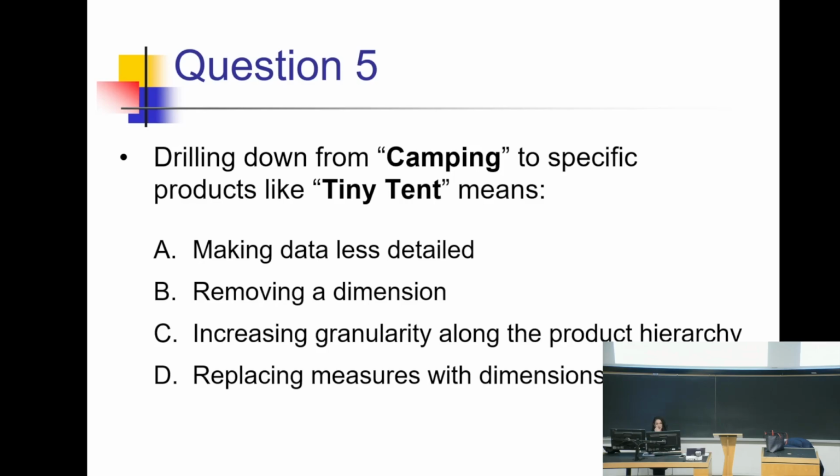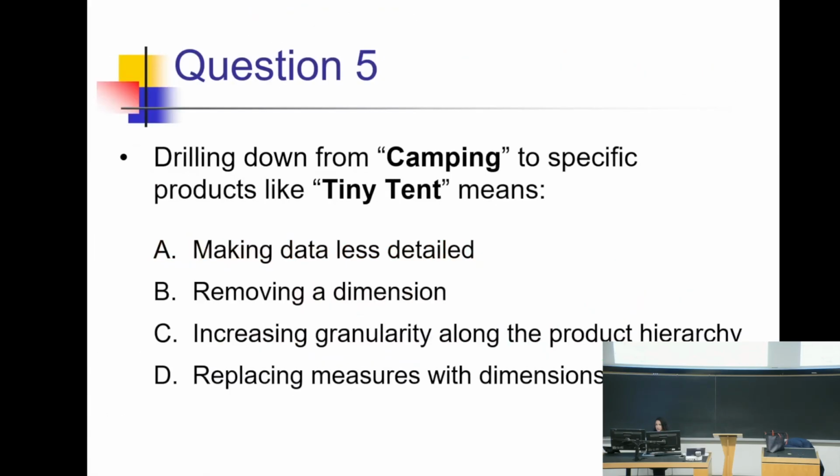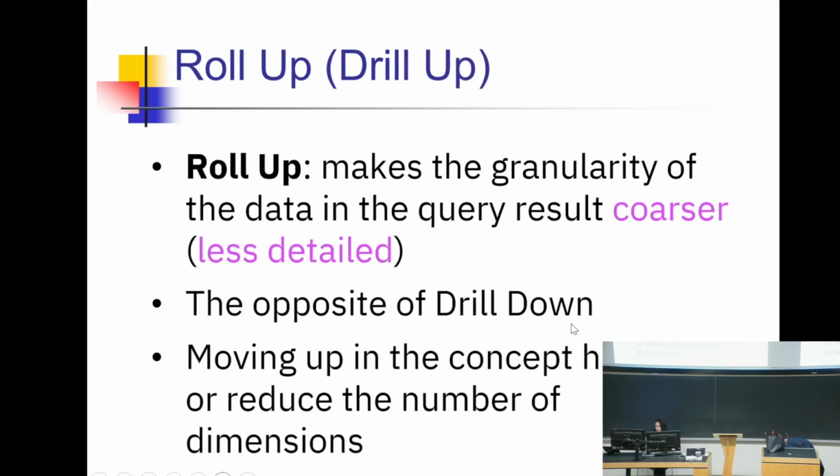Because when you go from camping to tiny tent, which was what we saw here, right? From camping to tiny tent means from a category to a subcategory, which means from a coarse level we are going to a finer or more detailed level, and so this is increasing granularity along the product hierarchy. And roll up is exactly the opposite of drill down. It is also called drill up.